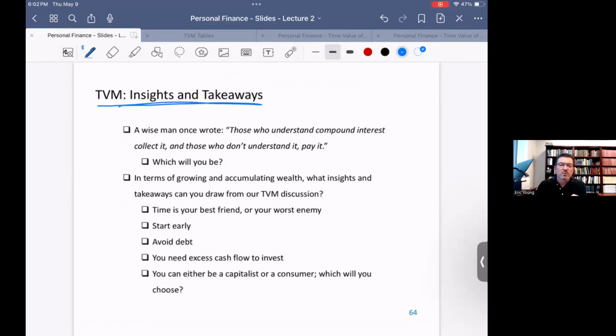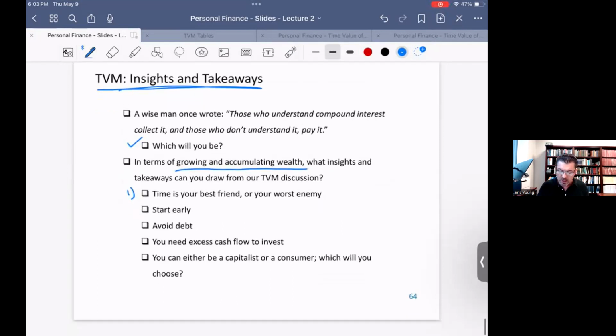A wise man once wrote, "Those who understand compound interest collect it, and those who don't understand it pay it." Question is, which one will you be? Okay. When it comes to growing wealth and accumulating wealth and really having the means to achieve all those goals that you want to achieve for that great life that you deserve to have, what are some of the insights and takeaways that we can draw?